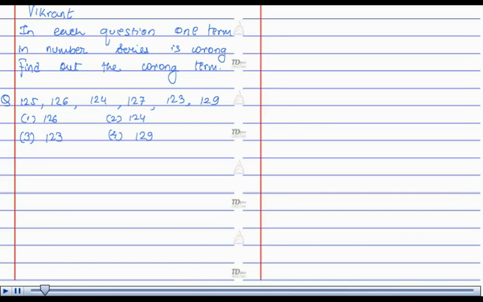Hello, I am Vikrant. In each question, one term in the number series is wrong. Find out the wrong term. The series is 125, 126, 124, 127, 123 and 129.